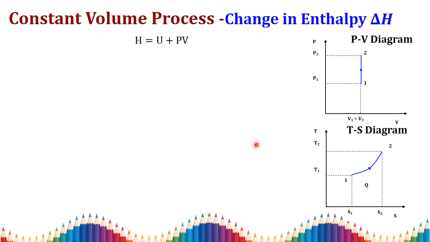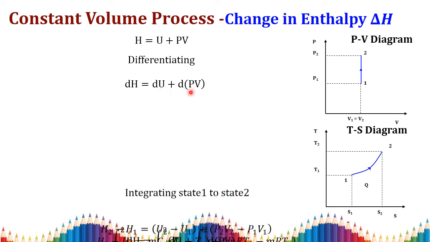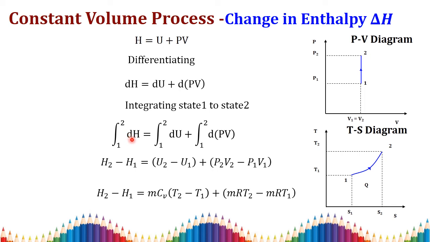Next one is change in enthalpy. Enthalpy H is equal to U plus PV. Differentiating this equation, we get dH equal to dU plus d(PV). Then I am integrating this equation: the integral of dH from states 1 to 2 equals the integral of 1 to 2 of dU plus the integral of 1 to 2 of d(PV). The integral of dH is H, and substituting the limits gives H2 minus H1.